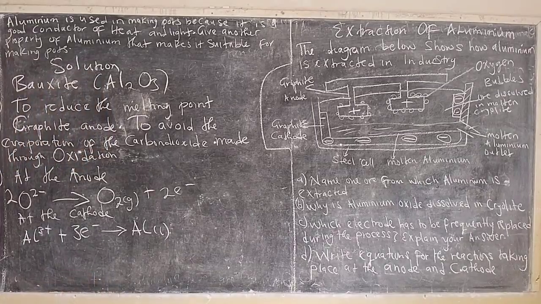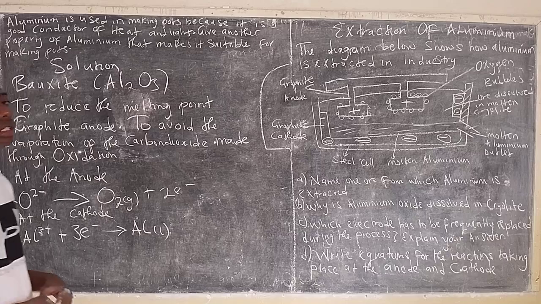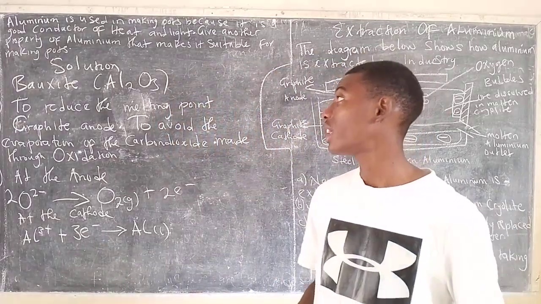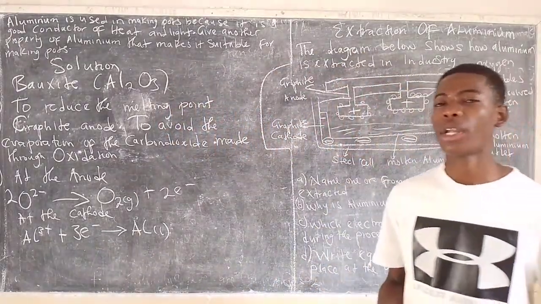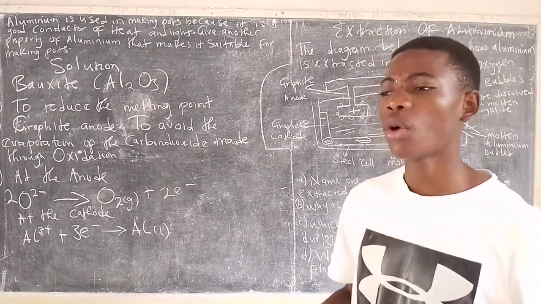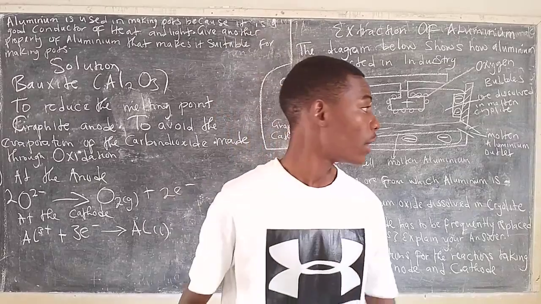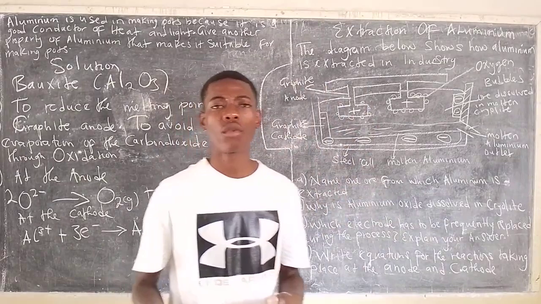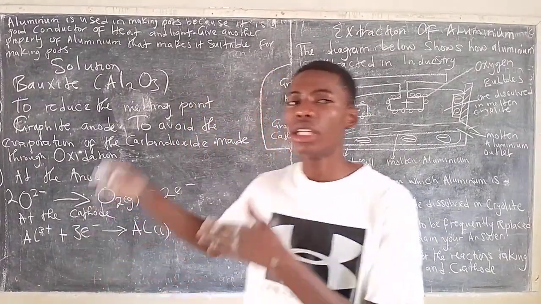Looking at the next one, it says that aluminium is used in making pots because it is a good conductor of heat and light. Give another property of aluminium that makes it suitable for making pots. As you have seen, they have already given us one point which is already known to most of us. So how do you approach such a question? If you look at your reactivity series, you will identify that aluminium is very reactive, but why then is it used in making pots?